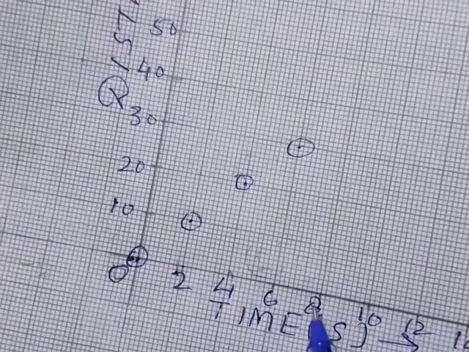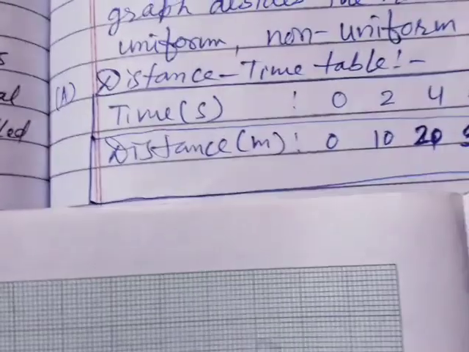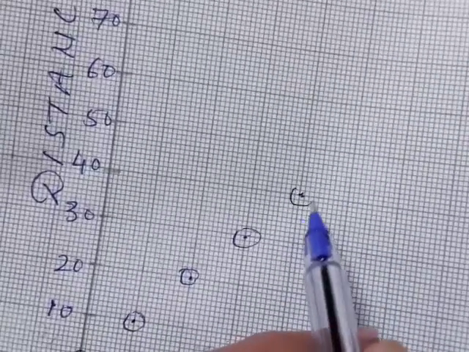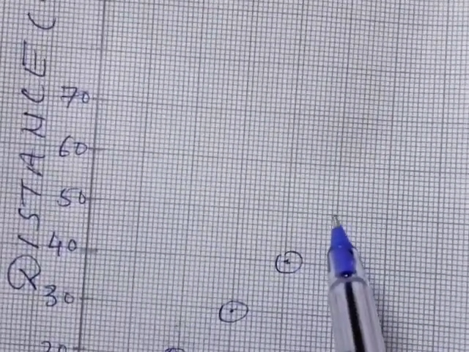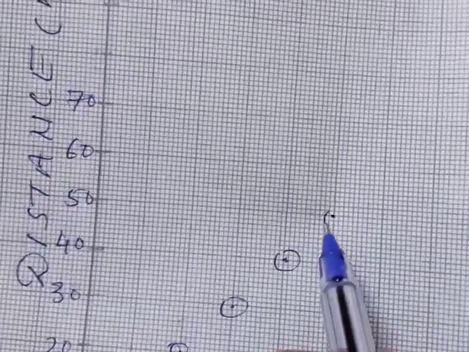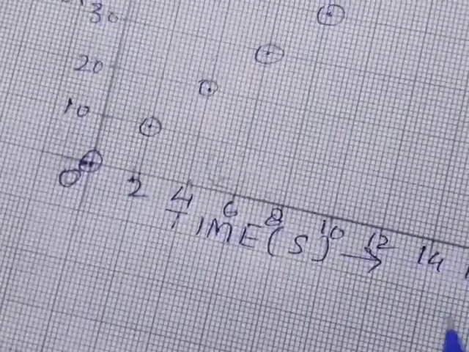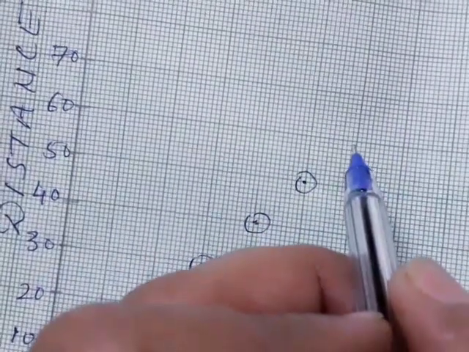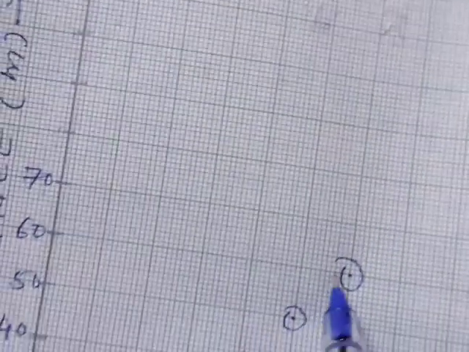At 8 seconds, the position is given in the table as 40. So here 40 is here. Now at the 10th second it is 50. So you see that 50 is here. This point locates 50, and at the 12th second the position is 60. You see here clearly it is 60. So we mark here at 60.